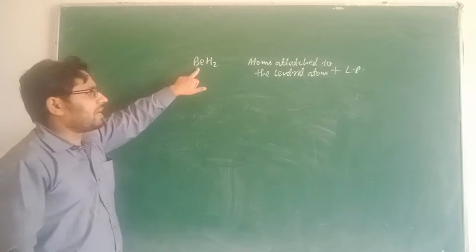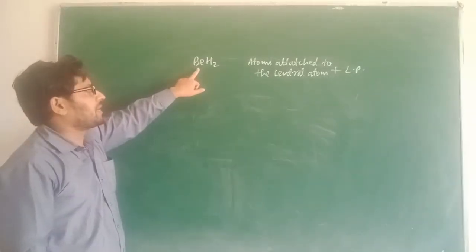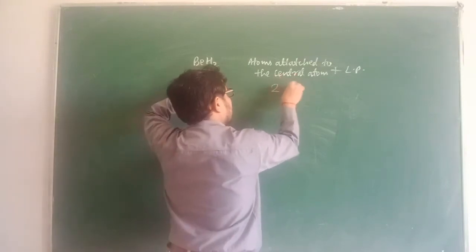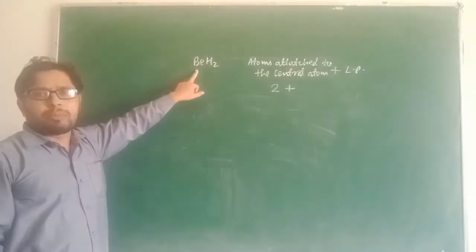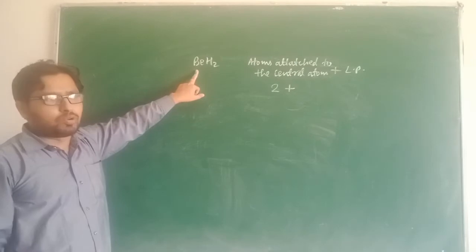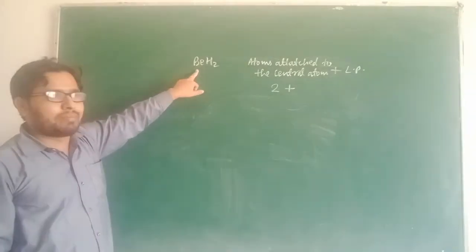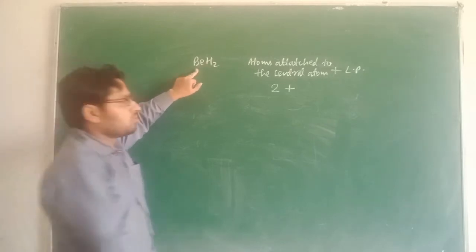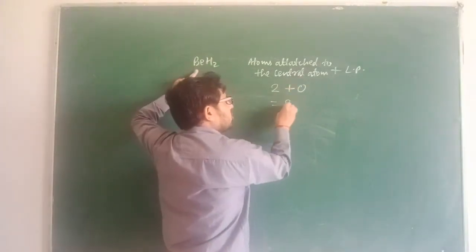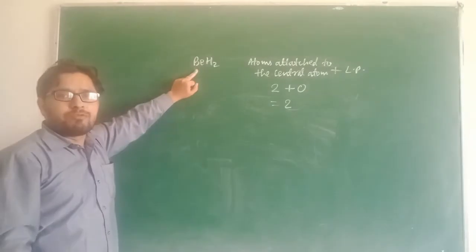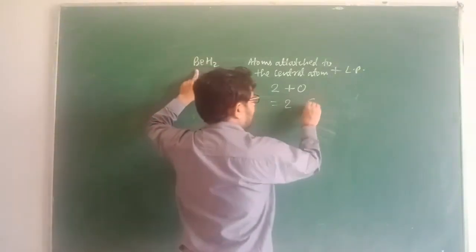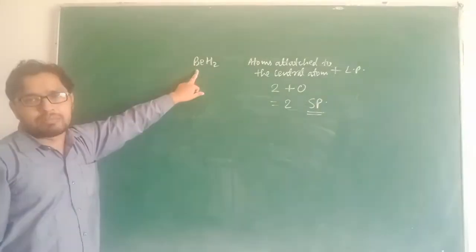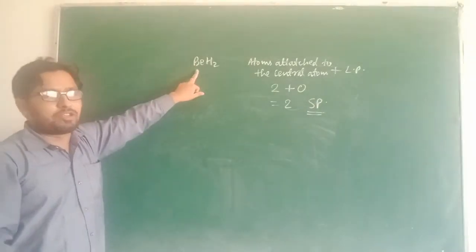So this is the central atom. How many atoms are attached to the central atom? This is 2H, so that is 2. The electronic configuration of beryllium is 1s2, 2s2. 2 electrons are contained by the beryllium, and both are bonded with hydrogen. That means there is no lone pair, so that will be 0. 2 plus 0 is 2. I have told you if their sum is 2, then the hybridization will be sp. So this is the hybridization of the beryllium atom in BeH2.